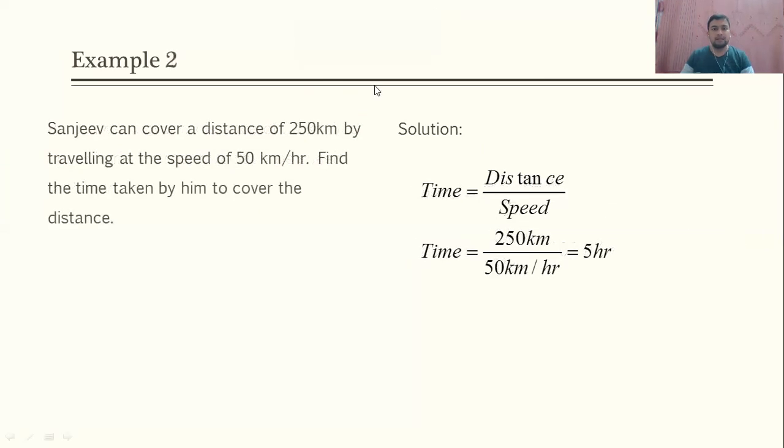Next, second example: Sanjeev can cover a distance of 250 km by traveling at the speed of 50 km per hour. What we have to calculate? We have to calculate the time taken by him to cover the distance. So time is equal to distance upon speed. Distance is 250 km. Speed is 50 km per hour. So what will be the answer? The answer will be 5 hours.